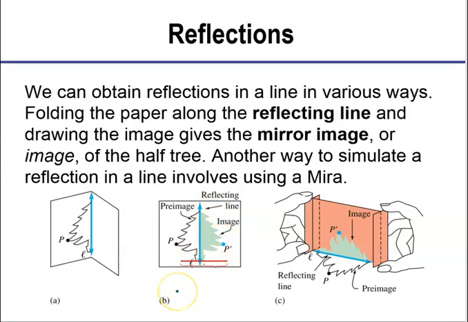It says another way to simulate a reflection in a line involves using a mirror. This is not something that I'm familiar with and really doesn't show up in the remainder of my PowerPoint, but it appears to be like a mirror that you can put along your reflecting line and you see your image reflects through.